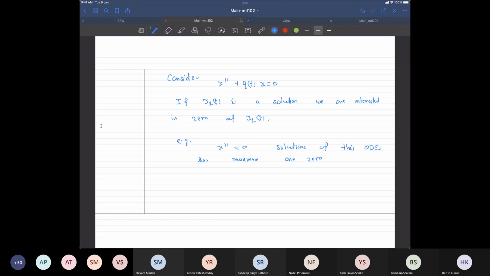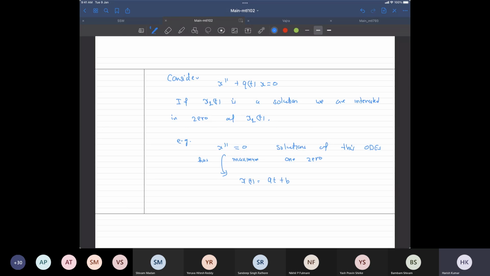Yes, sir. I mean, it will be a linear function, right? You just integrate it twice, and this implies that x(t) will be something like a t plus b for some constants a and b. So it can have at most 1 zero. You can solve this.